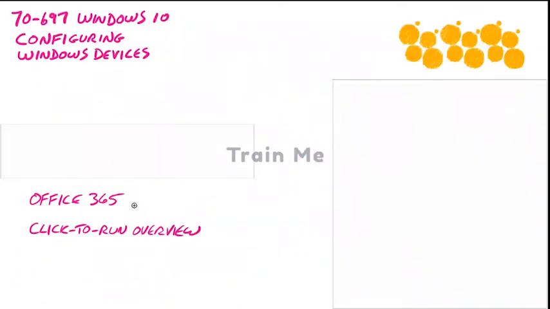In this nugget, we took a look at Office 365, specifically the Click to Run, and we looked at the overview of the technology there. In our next nugget, we're actually going to see how we can customize Click to Run.